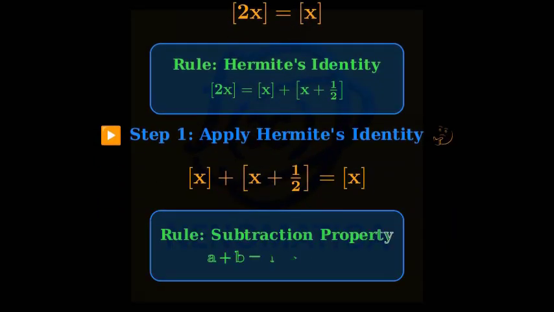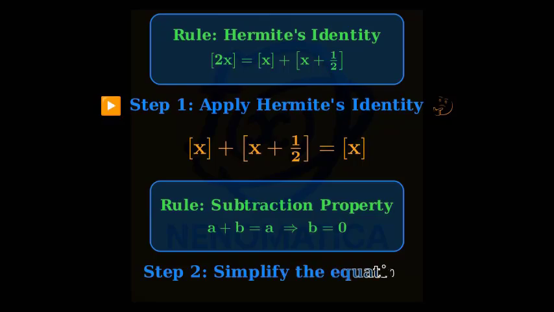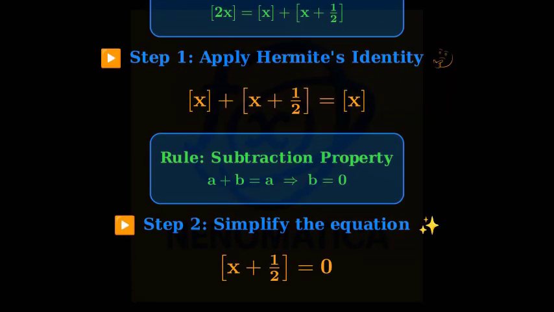Rule. Subtraction property. If a plus b equals a, then b equals 0. Step 2. Simplify the equation by subtracting floor of x from both sides. We obtain floor of x plus 1/2 equals 0.